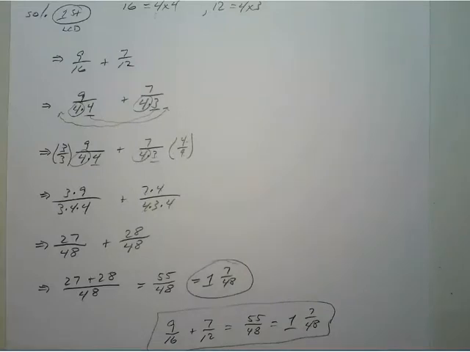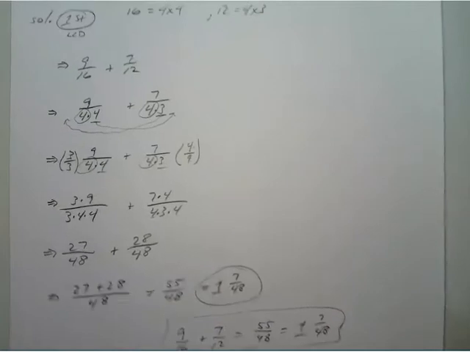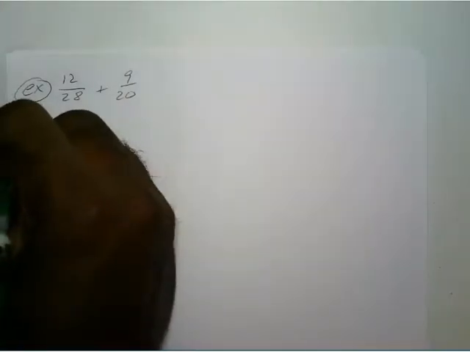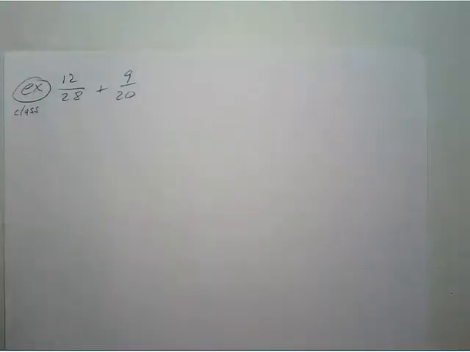Alright, so assuming you're all done on this one, if you're still writing, feel free to press pause. But we're going to go ahead and move on to our last example. Alright, so you have 12 over 28 plus 9 over 20. And again, I want you to go ahead and press pause and try this one on your own.